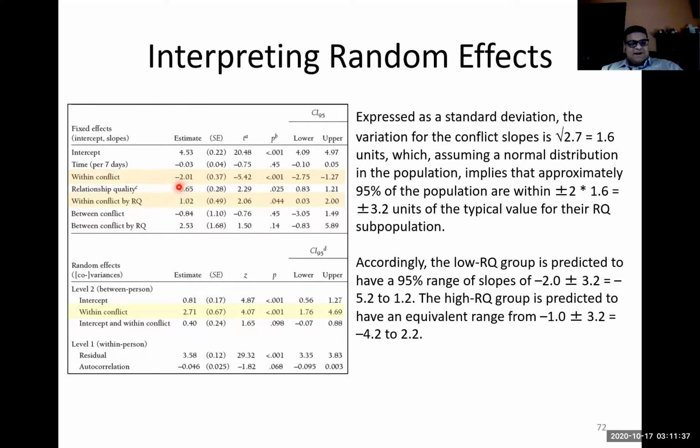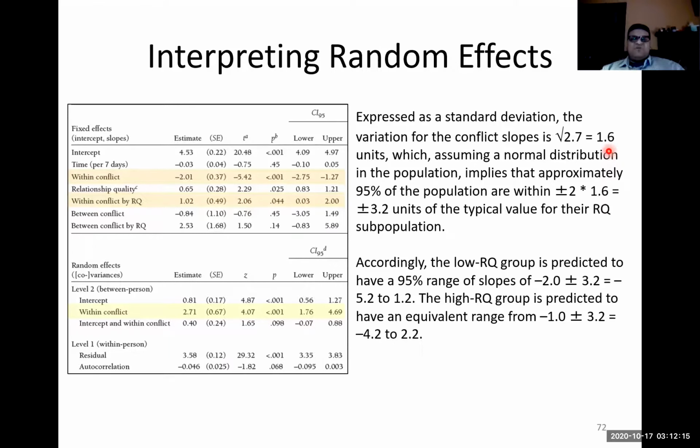But to make sense of the variability that is the thin spaghetti, we need to take a look at the random effect for that within conflict slope. That random effect is 2.71. Now that is in variance units. To really understand what's going on, it's best to take the square root of this. And the square root of 2.7 is 1.6.